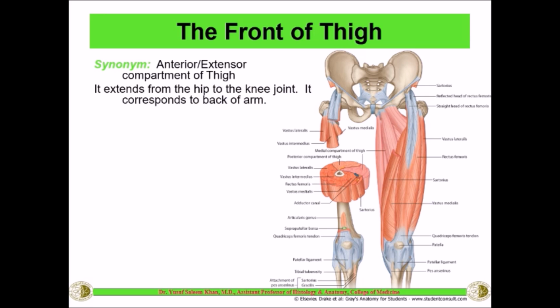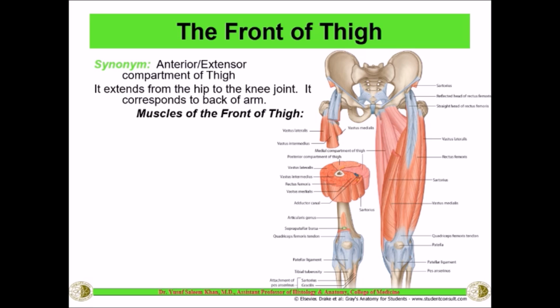So the muscles in this compartment extend the knee. You should remember, if it is the extensor compartment, it extends the knee, not the hip joint. It extends the knee joint. That is the thing you should remember. Okay, so this compartment extends, as I said before, from the hip joint to the knee joint, and it corresponds to the back of the arm, the posterior compartment of the arm.